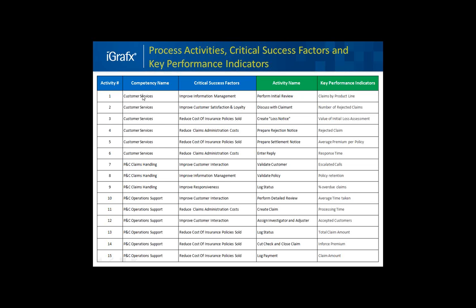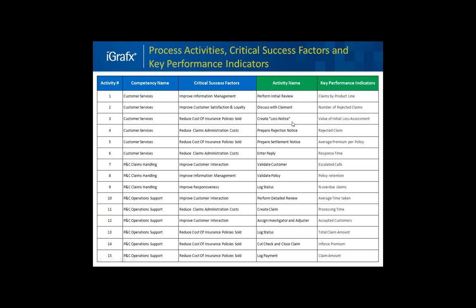So we had a customer service where you perform an initial review. We know the value driver was improved information management. Here the key performance indicator was claims by product line. So they wanted to start to control this. Then, in order to improve customer satisfaction and loyalty, this is within customer service as well. You discuss with the claimant, so the whole aspect is to improve customer satisfaction and loyalty. The key performance indicator, meaning the performance driver, is the number of rejected claims. They want to know how many rejected claims we have.